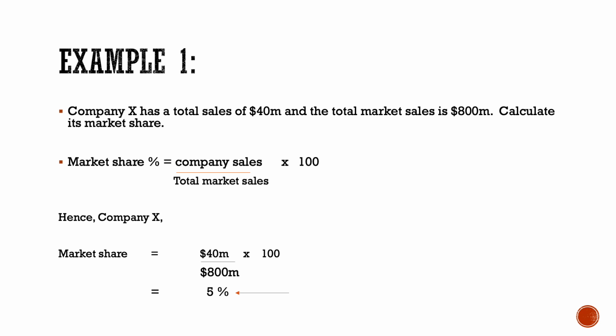So the answer is 5%. Therefore company X occupies the market with a market share of 5%.